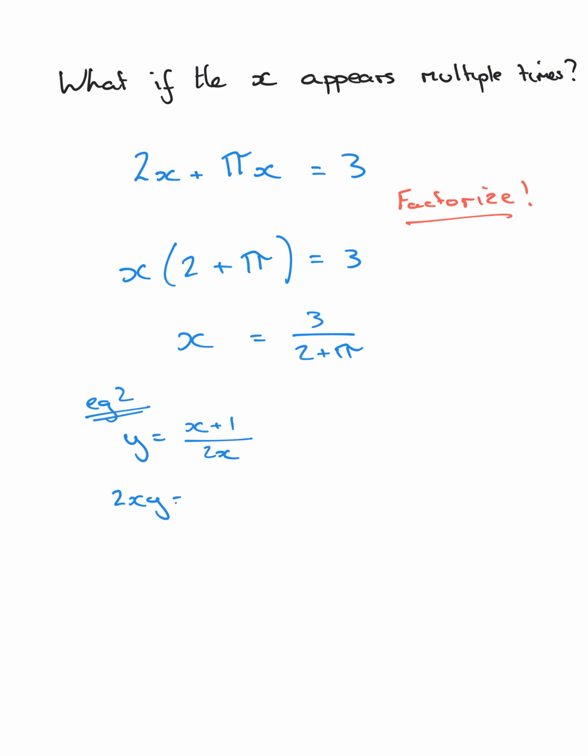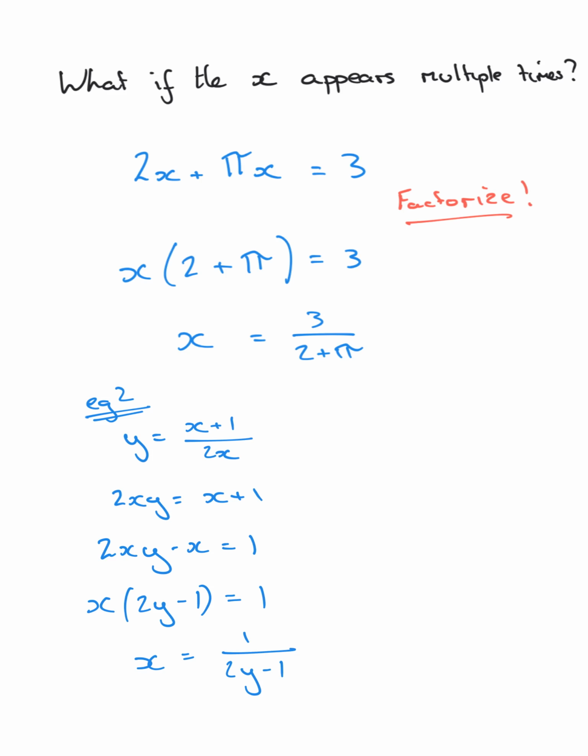Now I want all my x's on one side. I need to make x the subject, so I'm going to subtract x from both sides, focusing on this one to get it across with the other. So I'm left with 2xy take away x equals 1. Now I need to factorize x: x(2y minus 1) equals 1, and divide through by 2y minus 1, x equals 1 over 2y minus 1.